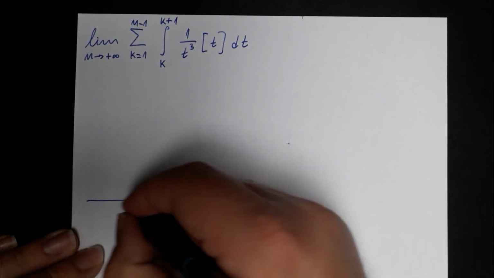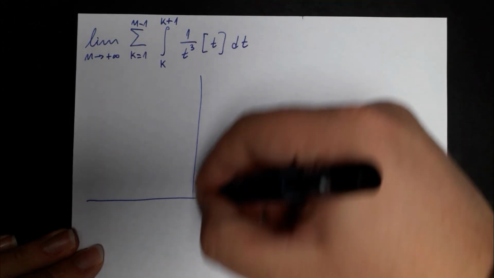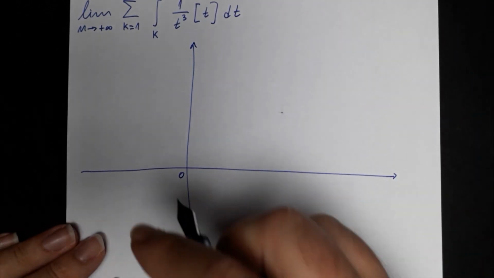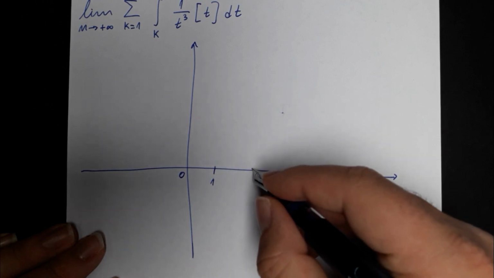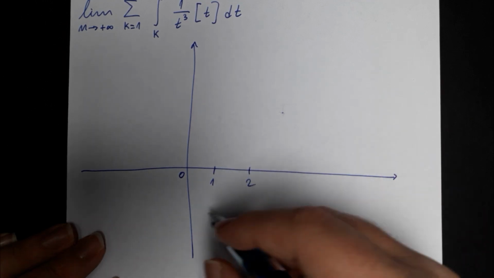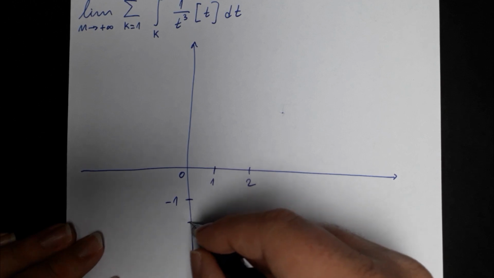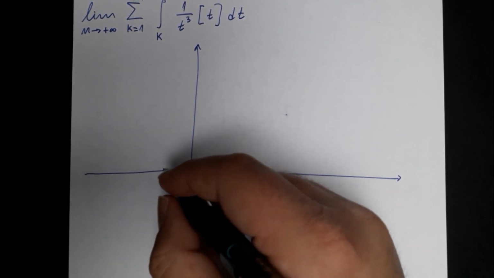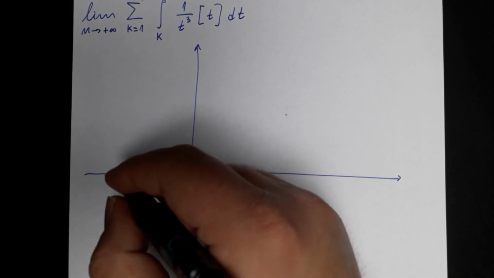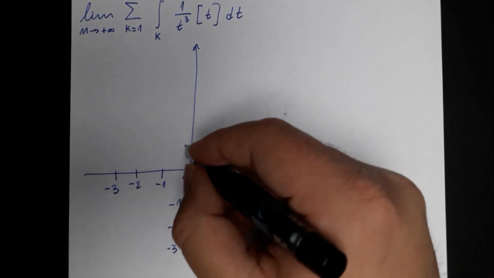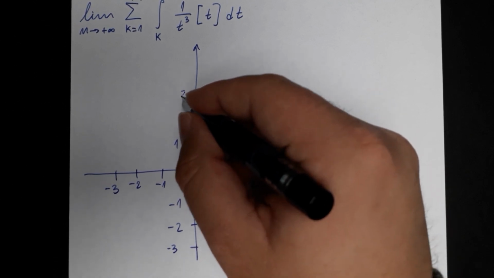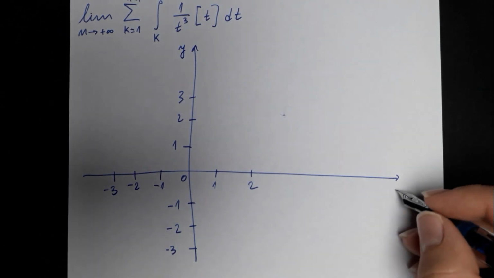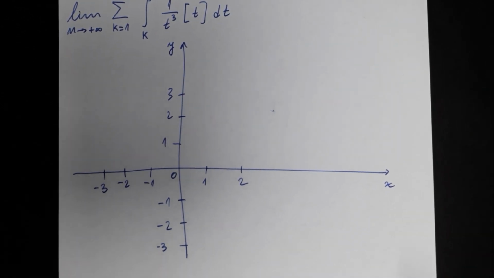Now the graph of the floor function looks like this. We have the Cartesian coordinate system. We have the origin and the numbers 1, 2, and so on. We have -1, -2, and -3 on this part, -1, -2, -3 on this part, and 1, 2, 3, and so on on this part. This is the y-axis, this is the x-axis.